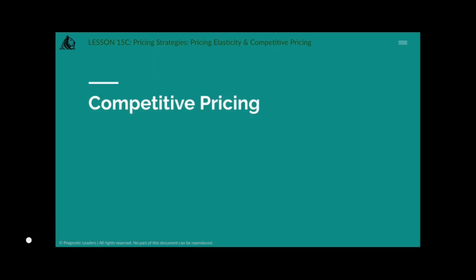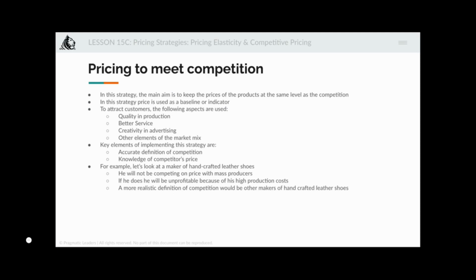Now what is competitive pricing? Well, the idea behind this is very simple. I'm going to price whatever the competition is charging. In this strategy, the main aim is to keep the price of the product at the same level as the competition, and price is used as a baseline or indicator. That's it. And to attract customers, the following aspects are used.